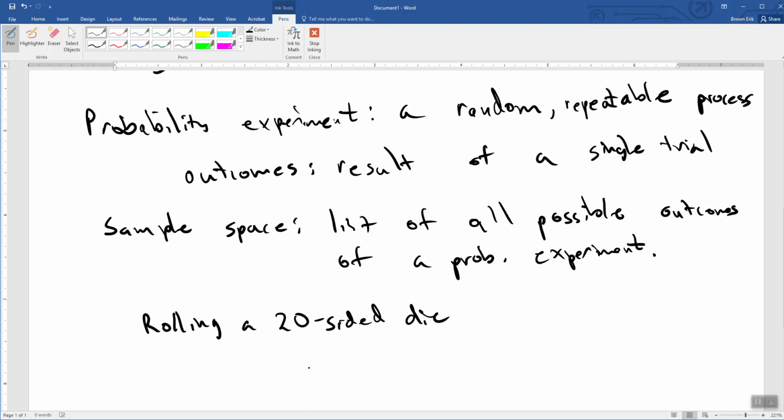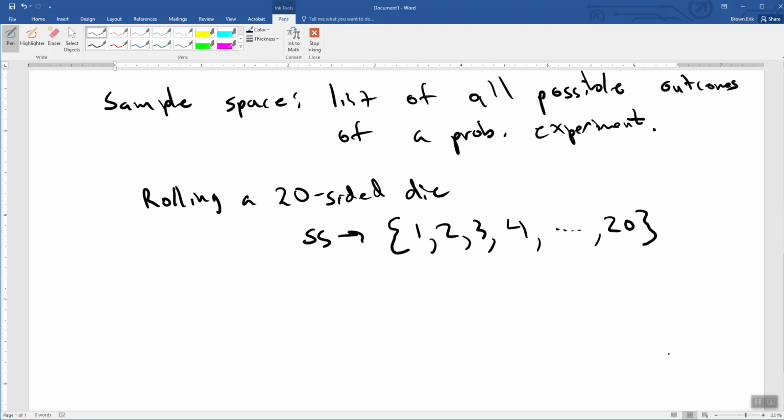So the sample space, I'll just write S, we often list it with these little brackets, would be all the possible numbers, which is 1, 2, 3, 4, 5, 6, 7, 8, 9, 10, up to 20. So there are 20 possible outcomes in this. And then an event would be, what's the probability of rolling a 4? We often use this notation. And I'll just write in words here, rolling a 4.